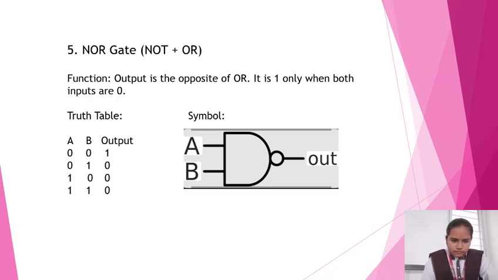Here, if A equals to B equals to 0, the output becomes 1. Otherwise, if we take 0 1, 1 0, or 1 1, the output becomes 0. And this is about the NOR gate.